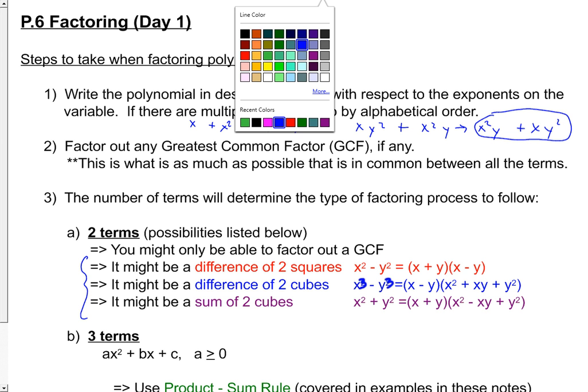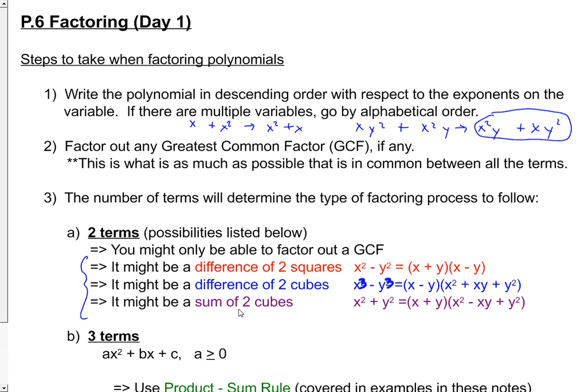And then if you have the sum of 2 cubes, then you would have x cubed, x to the third, plus y to the third. So any value to the third power plus another value to the third power. And the factoring for that would be x plus y times x squared minus xy plus y squared.